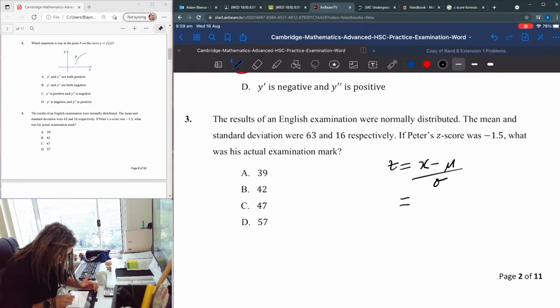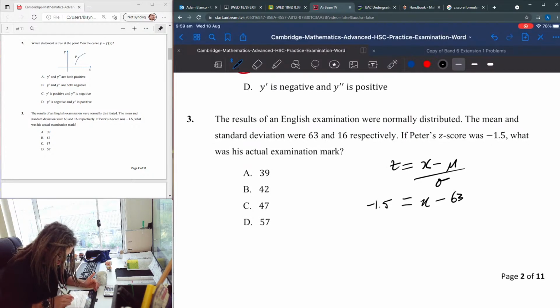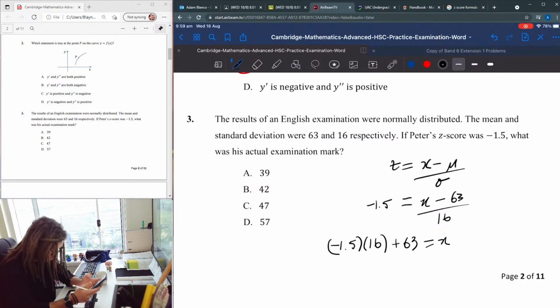So X is the score, so I don't know what that is. I know the Z score is negative 1.5. So X is what I'm trying to find. And mu is the mean, which is 63, and sigma is 16. So on this side I've got minus 1.5 times 16 plus 63. That's what X is going to be. When I type all that into the calculator, minus 1.5, 16 plus 63, 39.